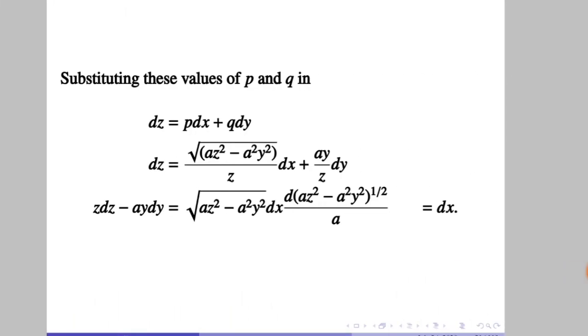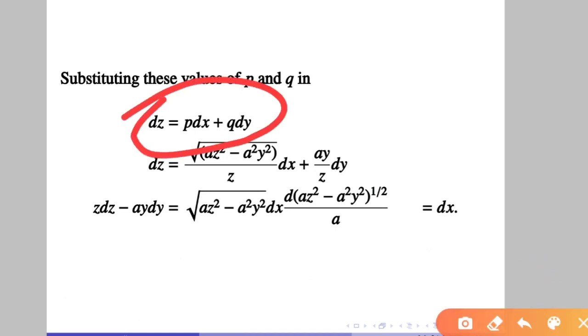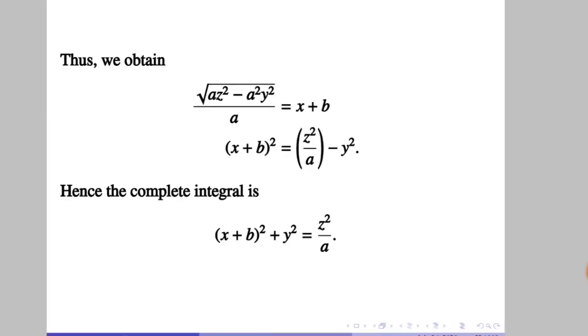Then we are substituting in the total derivative. So dz is equal to, in terms of this, and we are cross multiplying and integrating these terms. So we get the solution as (x plus b) whole square plus y square is equal to z square by a.